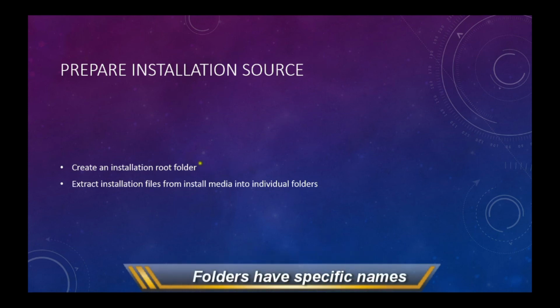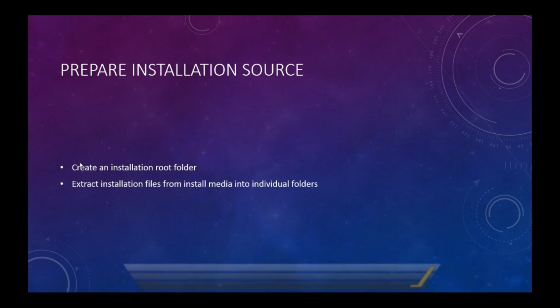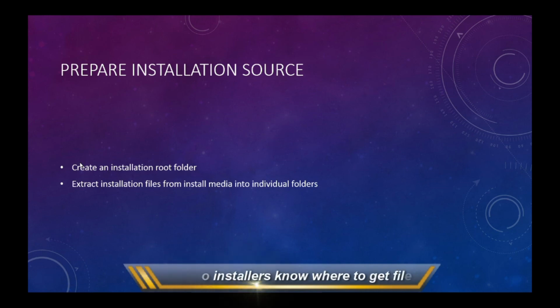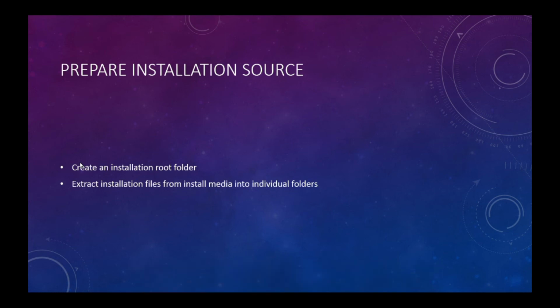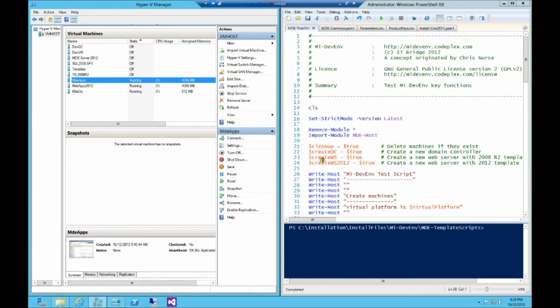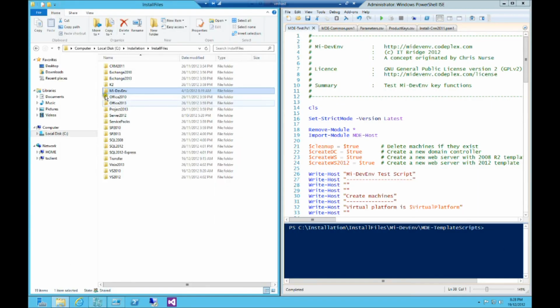The purpose of the installation route is that all of the virtual machines that you create in future, when Mi-DevEnv fires up inside those virtual machines, it needs to know where to go to get the installation files. And our parameter file, which we mentioned a few moments ago, tells it where to go to get these files. So let's take a look now at what the installation files setup looks like.